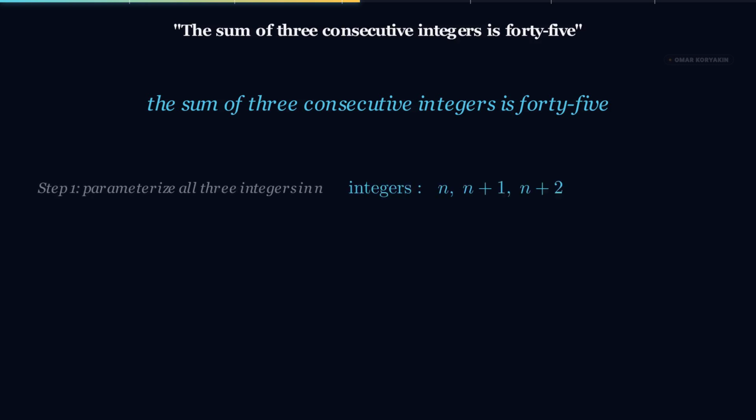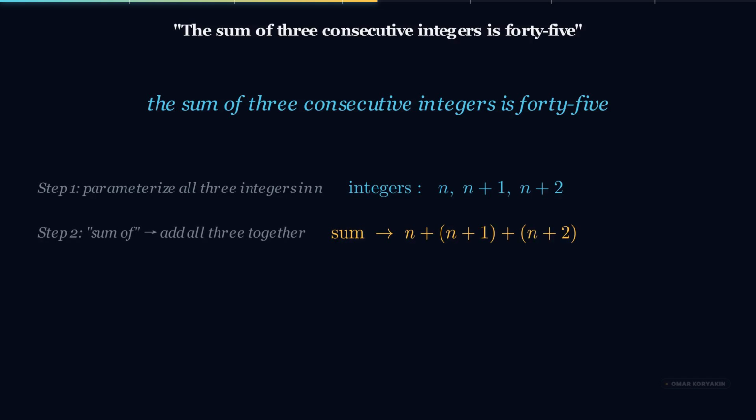Step 1. Identify the unknown and choose a variable. Let n be the smallest of the 3 consecutive integers. Then, because the integers are consecutive, the next one is n plus 1, and the one after that is n plus 2. All 3 integers are now expressed as algebraic expressions in the single variable n, which is exactly what we need to write a solvable equation.